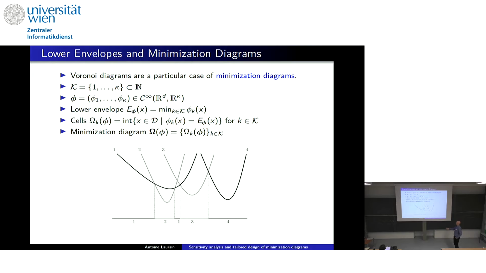And you can see that the first cell is the region where phi1 is the smallest. The second cell is the region where phi2 is the smallest, and so on. You can see that these cells don't have to be connected. For instance, the first cell has a component here, and it has another component here because phi1 is smaller here. And then the minimization diagram is just the union of all these cells. Or you can see the cells also as the region where phi_k is equal to the lower envelope.